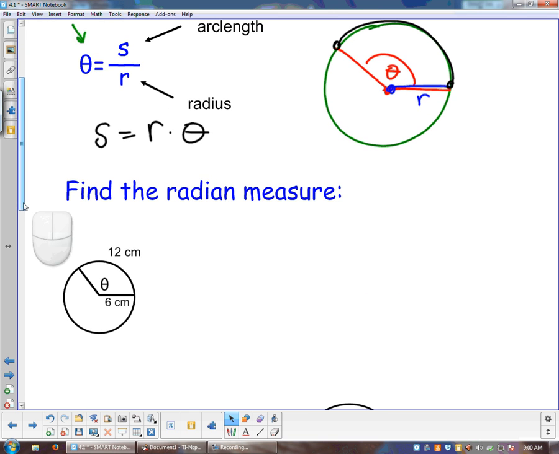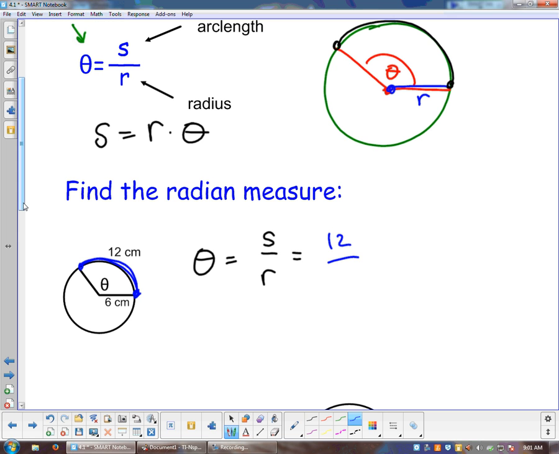Let's find the radian measure. If we're trying to find theta here in this example, that's our radian measure. Theta is equal to S divided by R, so that's the arc length divided by the radius. The arc length is from here to here. This is what we mean by the arc length. It's 12 centimeters. So we take 12 divided by 6 and we end up with 2. So that theta measure is going to be 2 radians.